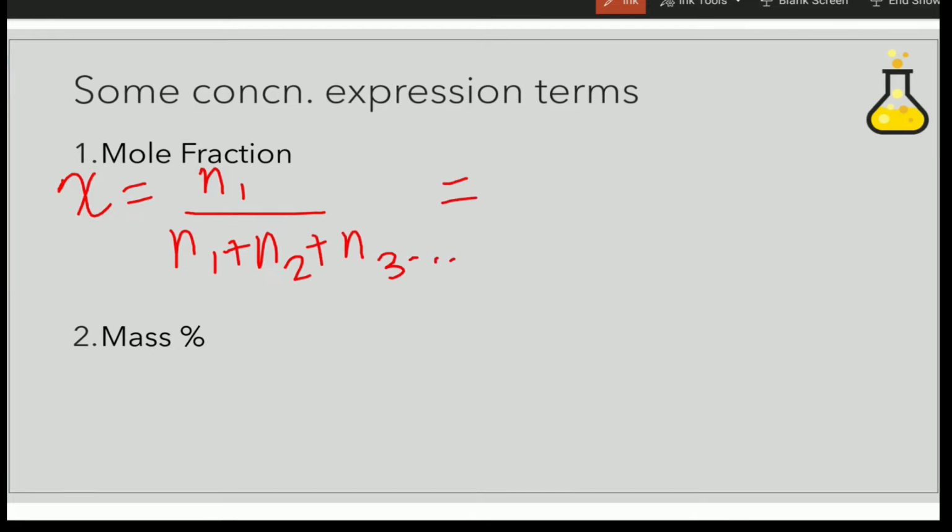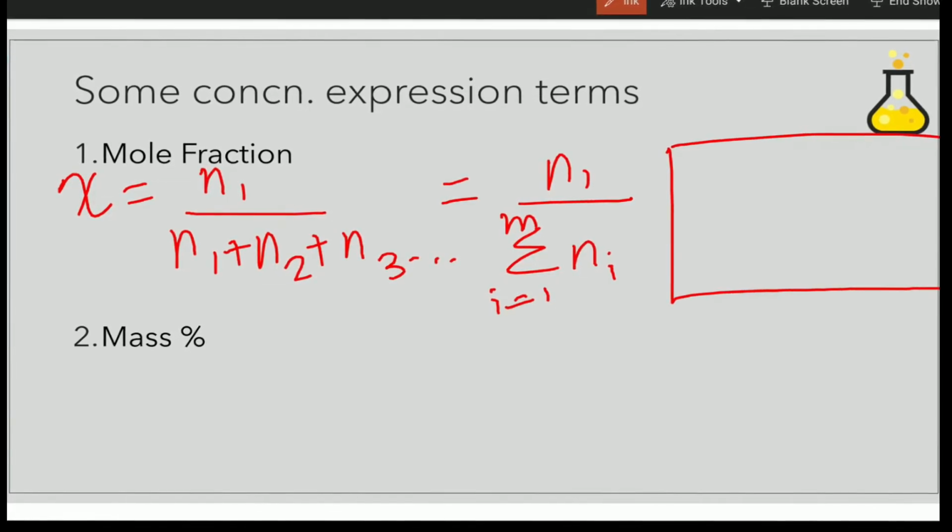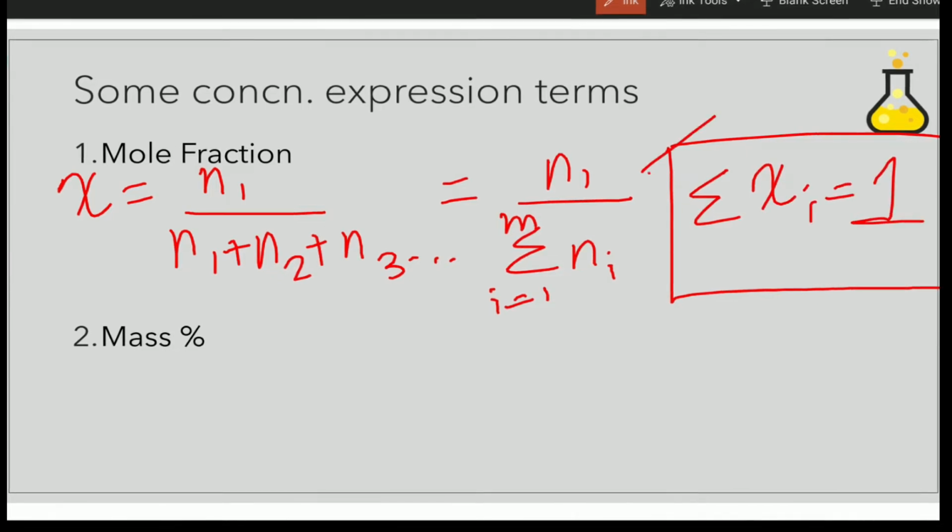This can also be written as N1 upon summation of Ni, where i is equal to 1 till M, and M is the number of components present in the mixture. A key point to note over here is that the summation of the mole fractions of all the components present in the mixture will always come out to be 1. Please keep this point in mind, folks.